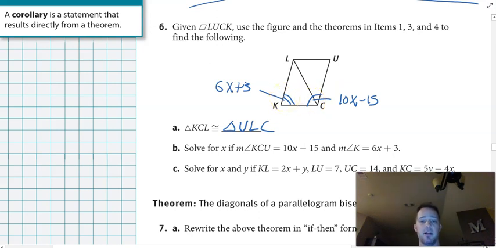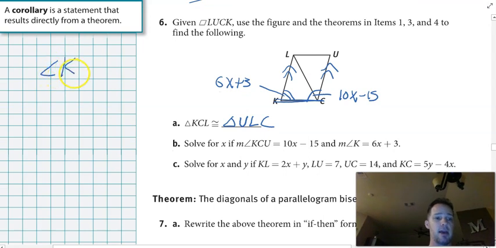But because it's a parallelogram, I do have parallel lines cut by this transversal, and they are same side interior angles that I have there. So they're going to be supplementary. So I know angle K plus angle KCU has to add up to equal 180.